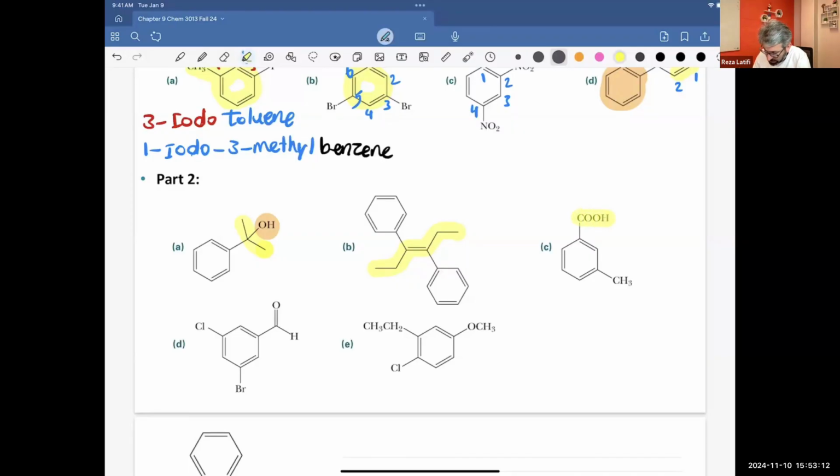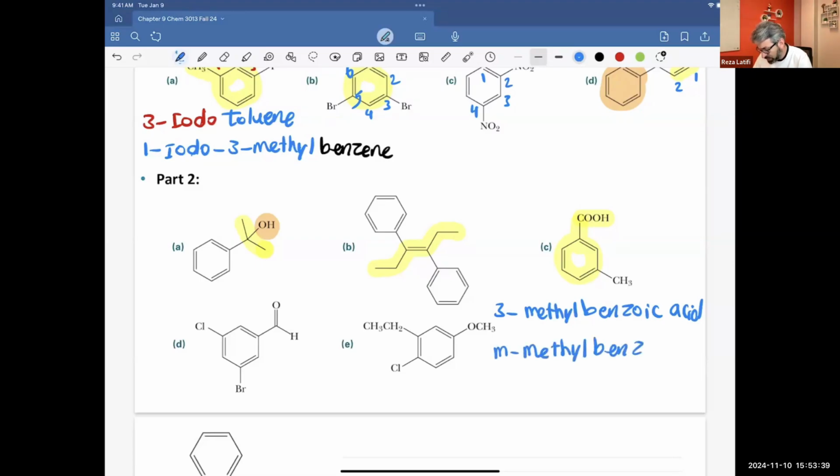And here we have a carboxylic group attached to the ring. So this one, the base will be benzoic acid. You have methyl, so you can say 3-methyl benzoic acid, or you can say meta-methyl benzoic acid. Okay, that's another way to name it. So 3-methyl benzoic acid or meta-methyl benzoic acid.